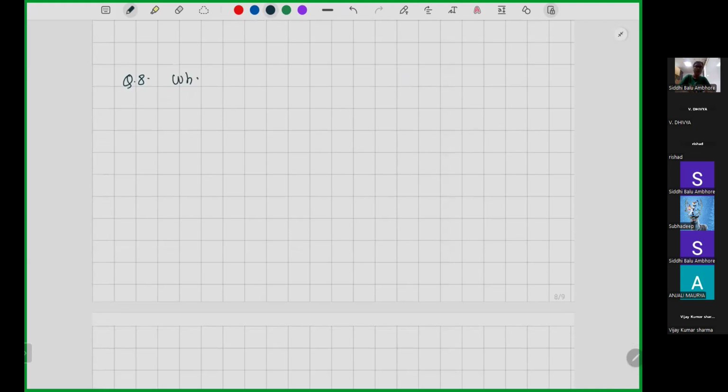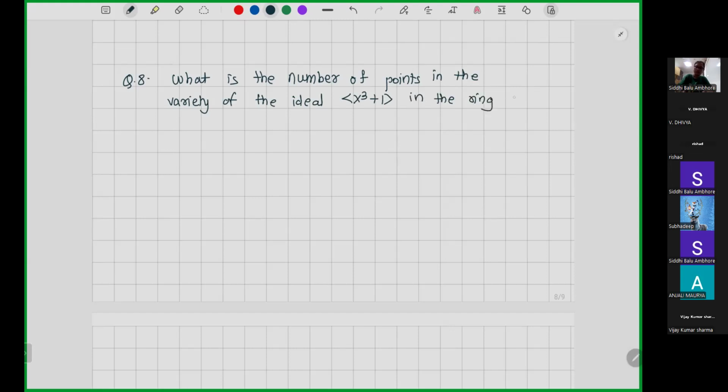So they're asking: what is the number of points in the variety of the ideal x cube plus 1 in the ring C[x]? So we are now in the polynomial ring in a single variable over complex coefficients.